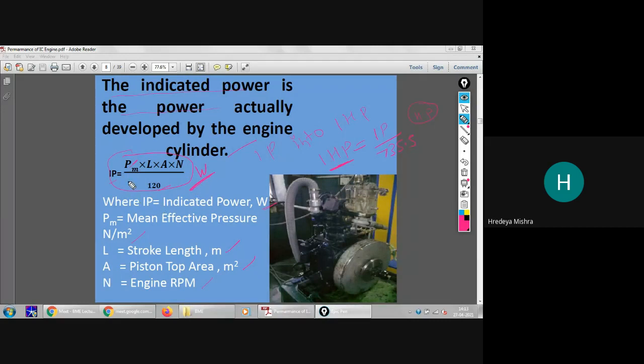Remember this formula. Indicated power is mean pressure into length of the stroke into area of the piston into speed of the engine in RPM, divided by 120. So that's it. This is about the indicated power.